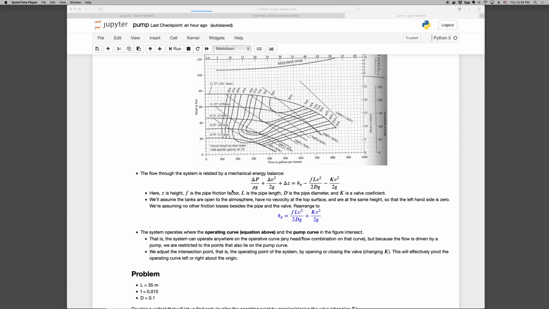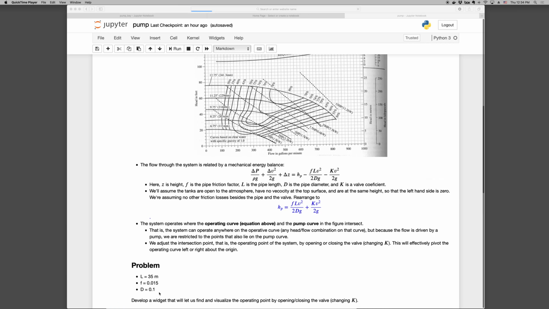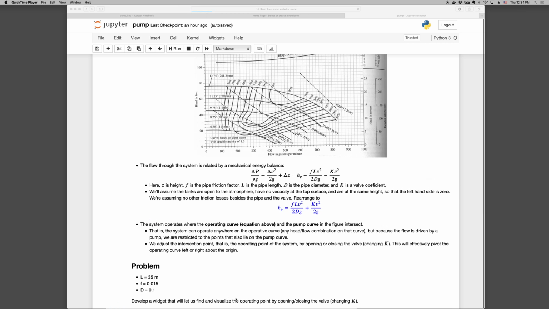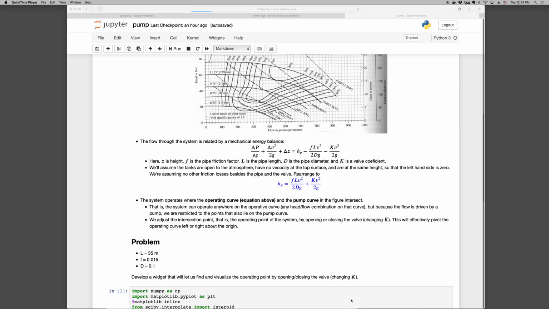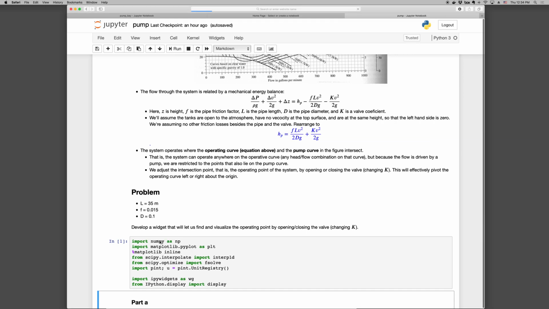Okay, so for our problem, we'll take L is 35 meters. We'll take a friction factor to be constant at 0.015, and we'll let the pipe diameter be 0.1 meters. And we'll develop a widget that will let us visualize and change the operating point by opening and closing the valve, which amounts to changing the value of the valve coefficient K. So we'll import some boilerplate here, NumPy, matplotlib. We'll use an interpolation routine, fsolve to solve the equation, and pint to deal with our units, and some widgets to create a widget.